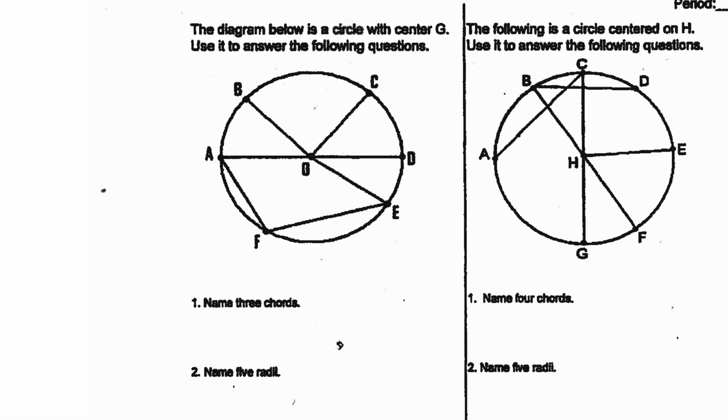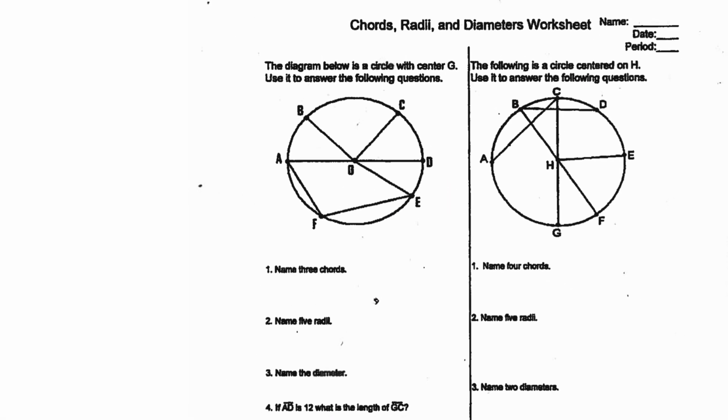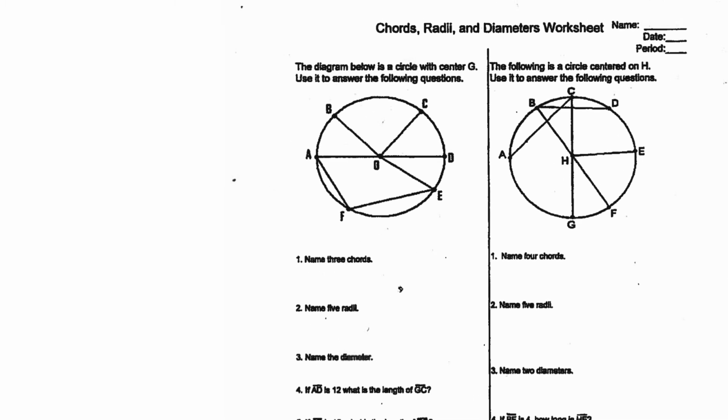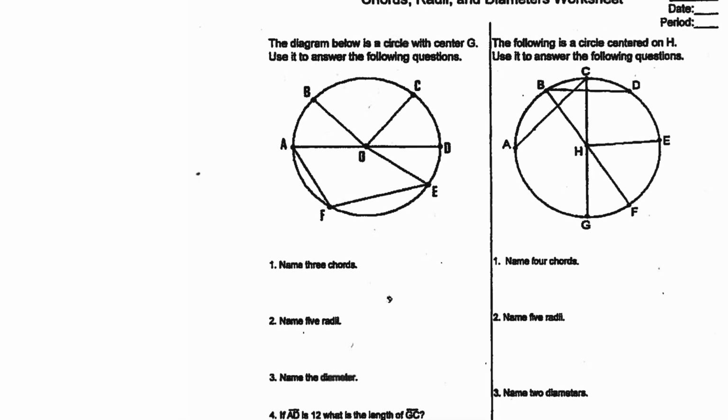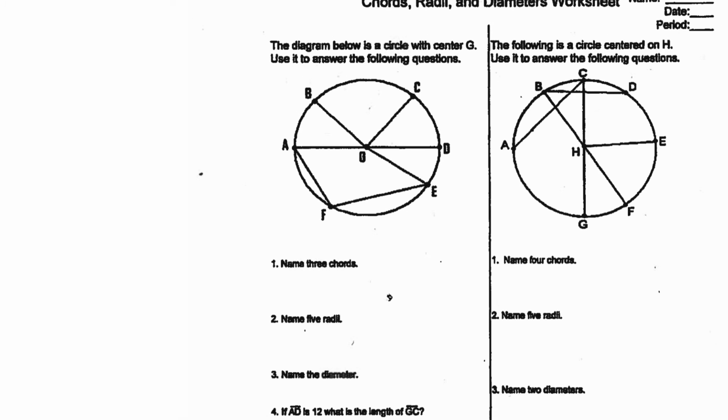Okay, on the back. So this is really basic stuff here. All right, and yeah, they got copied wrong. It flipped it upside down. So on this one, name 3 chords. AF, FE, BE is a little bit crooked, I think, and then AD. Okay, name 5 radii.